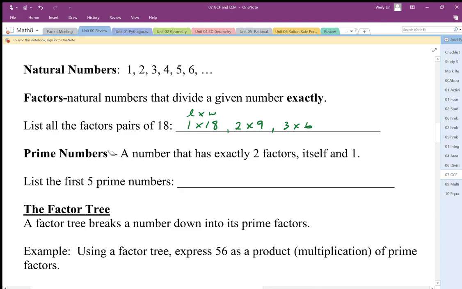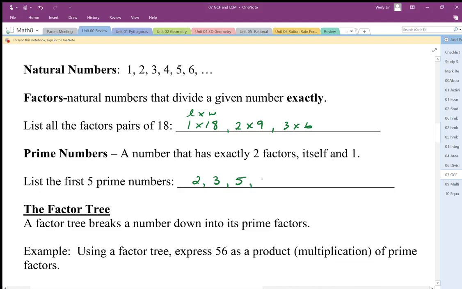Prime numbers are slightly different in that they are the smallest multiplying pieces. So you can have more than a length and width. You can have more than two numbers that come together to make the original number. The prime numbers are the smallest pieces that we can break a number up into. So we should know what the prime numbers are. Our first prime number is 2. Our second one is 3. These numbers have no other factors, so they cannot be broken up into smaller pieces.